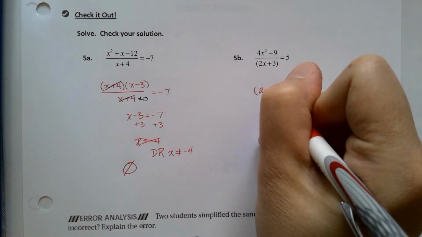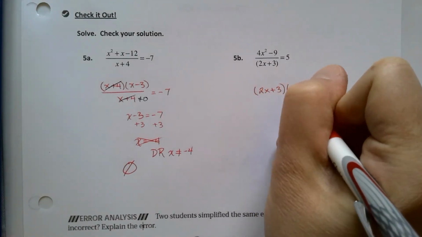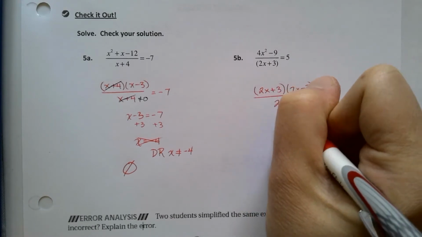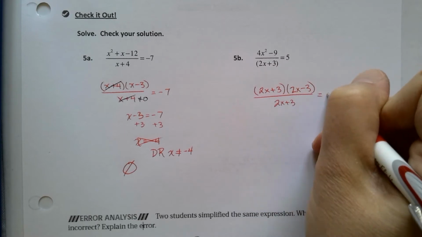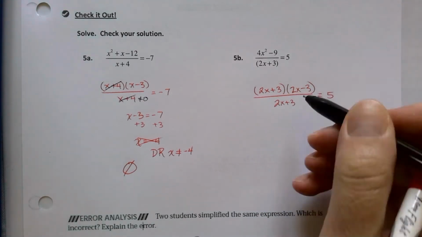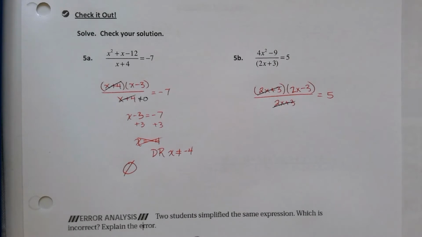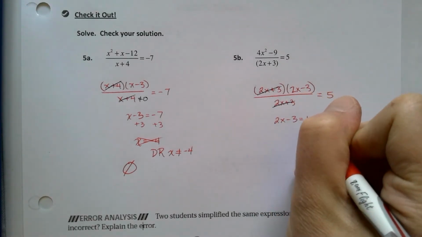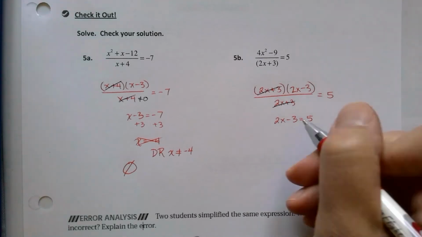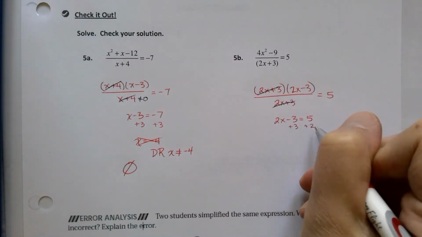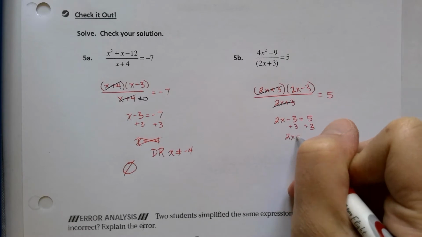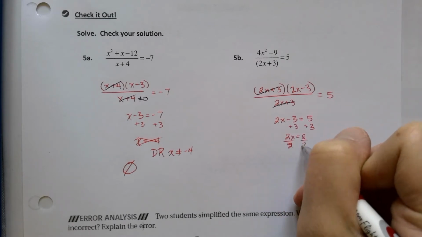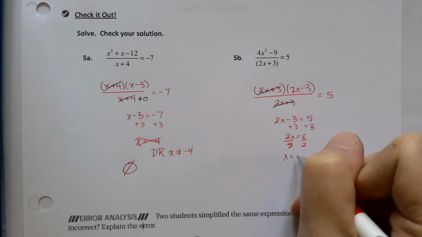It's a difference of squares, 2x plus 3, 2x minus 3, all over 2x plus 3, and that's equal to 5. Our common factors cancel out, and we're left with 2x minus 3 equals 5. So we solve this by adding 3, and we get 2x equals 8, divide both sides by 2, and I get x equals 4.